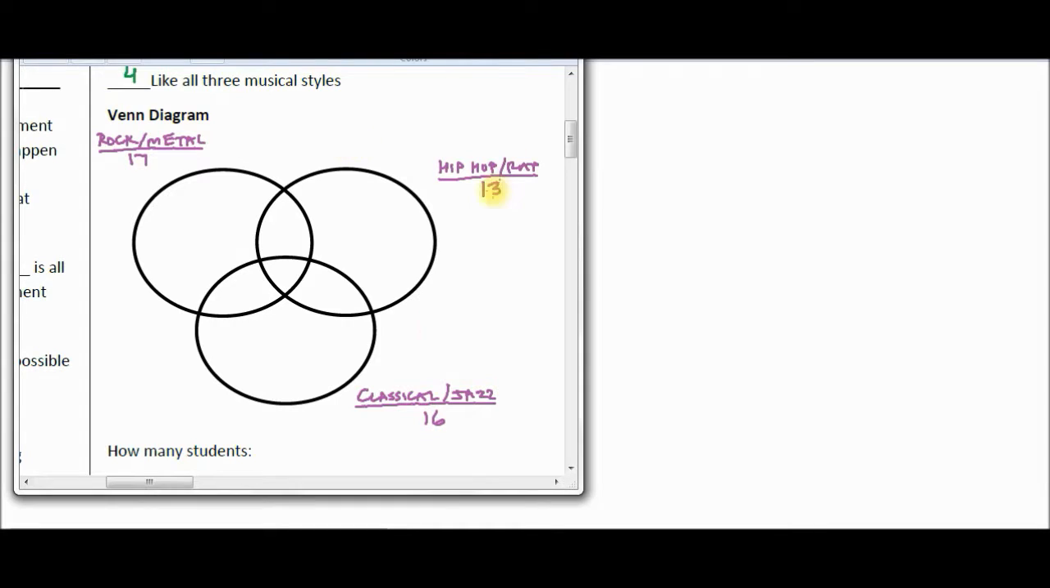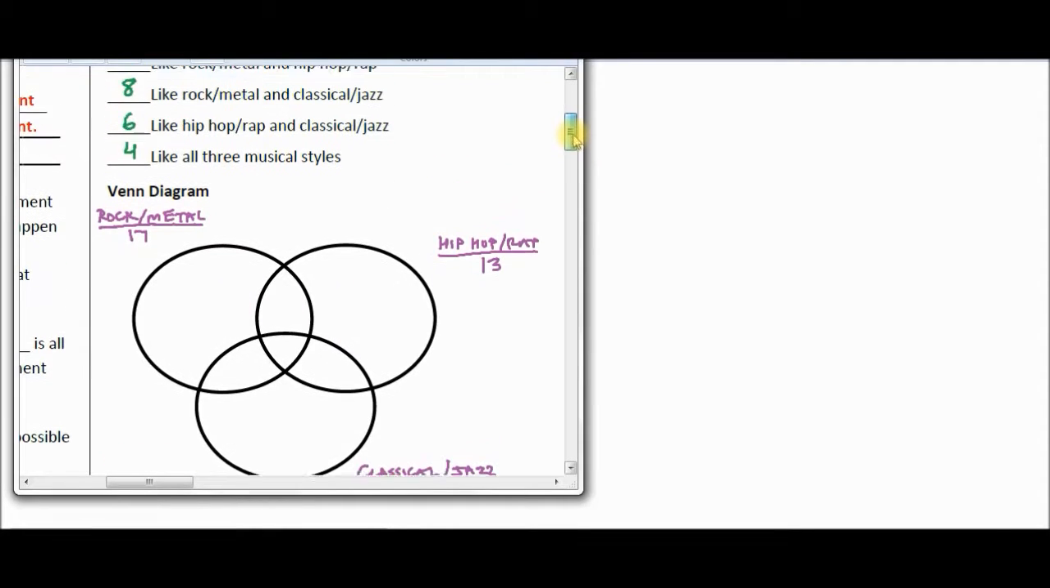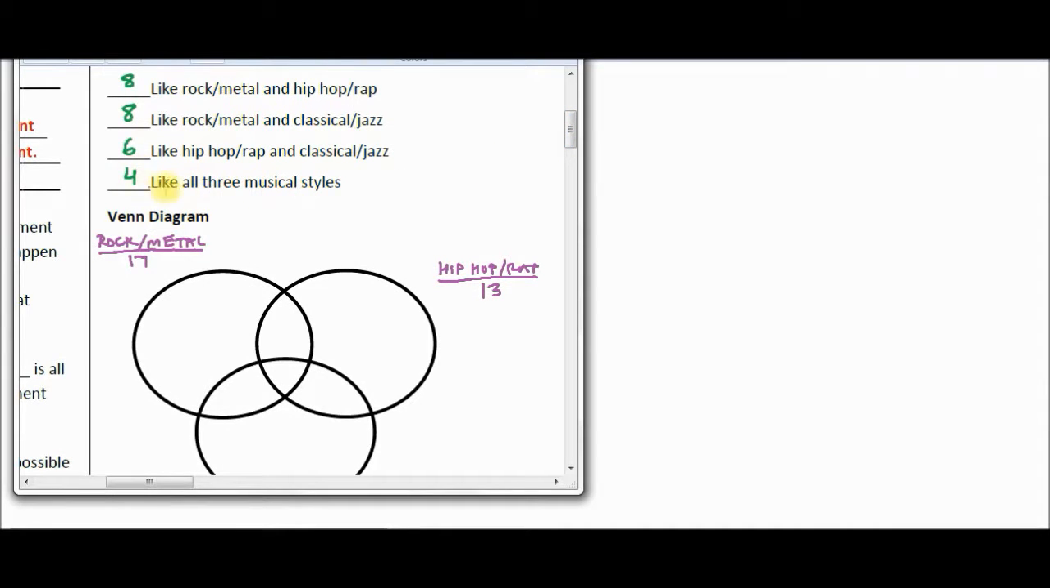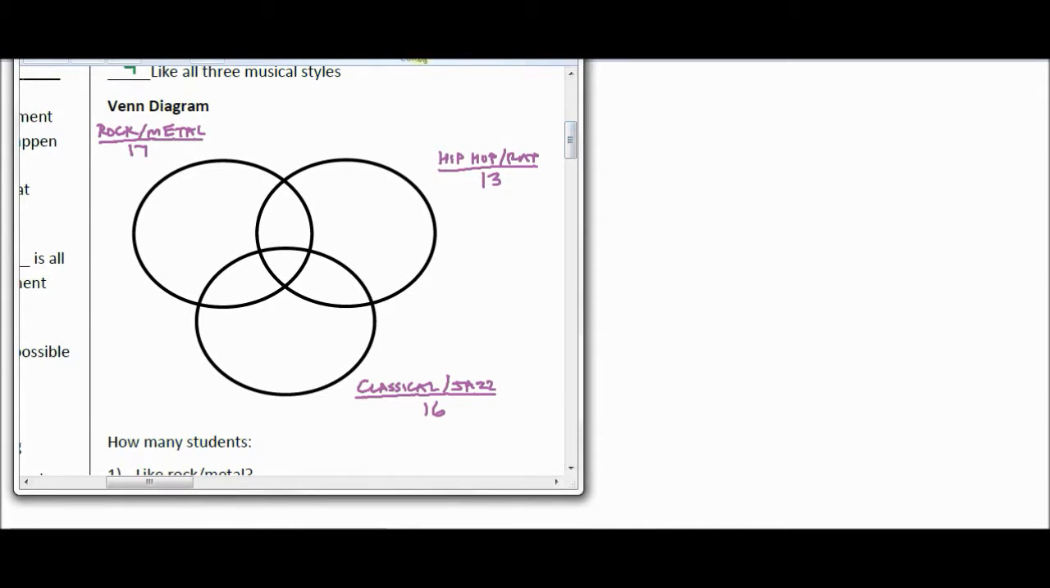So there is our 3 categories. Alright, next step now, class: you're going to find the category where they like all 3. So in this case, they like all 3 musical styles. We're going to put that number in our Venn diagram. This intersection right here represents all students who are in the rock metal circle. They're also in the hip hop rap, and they're also in the classical jazz. So that's the next step. Put that category that includes all 3 in the middle.